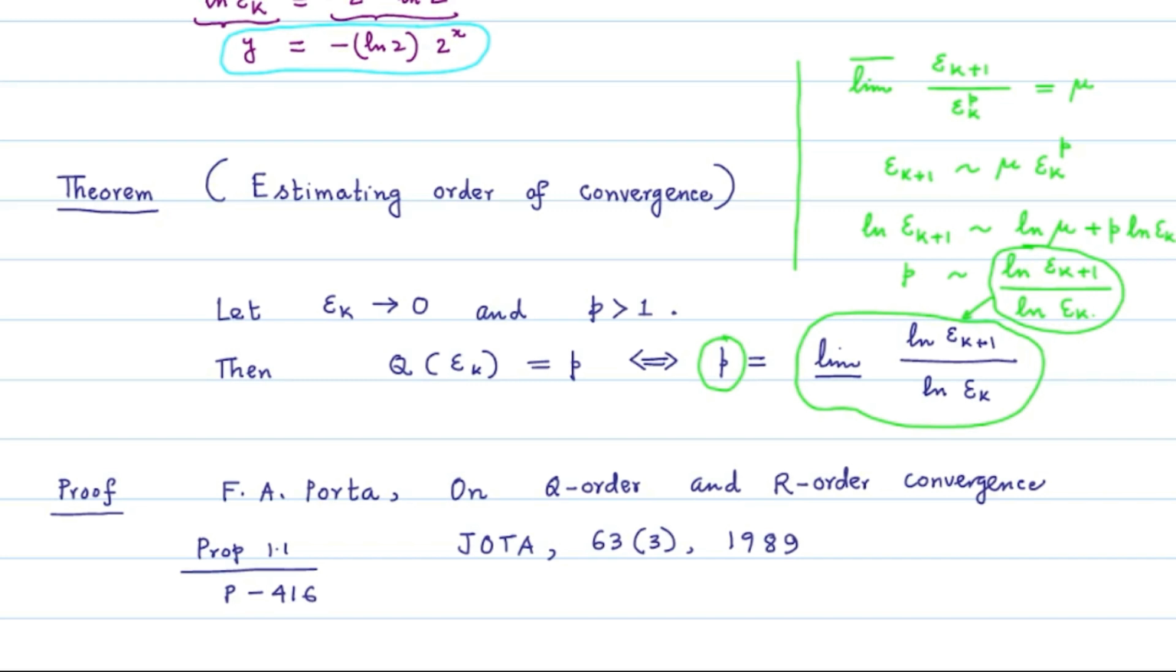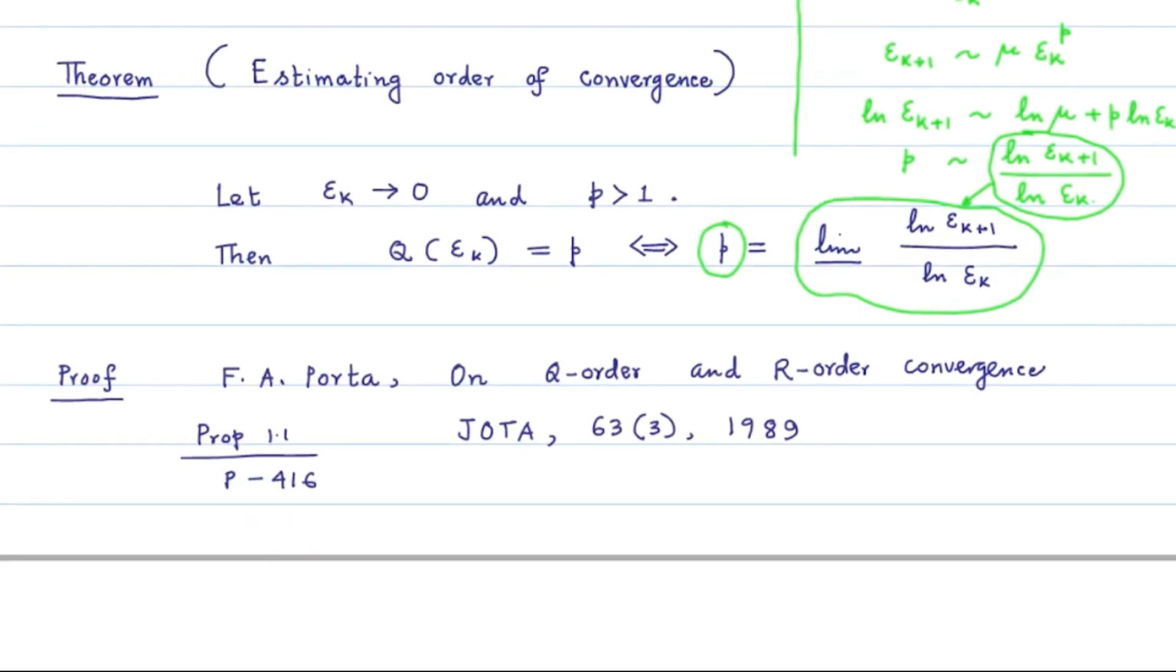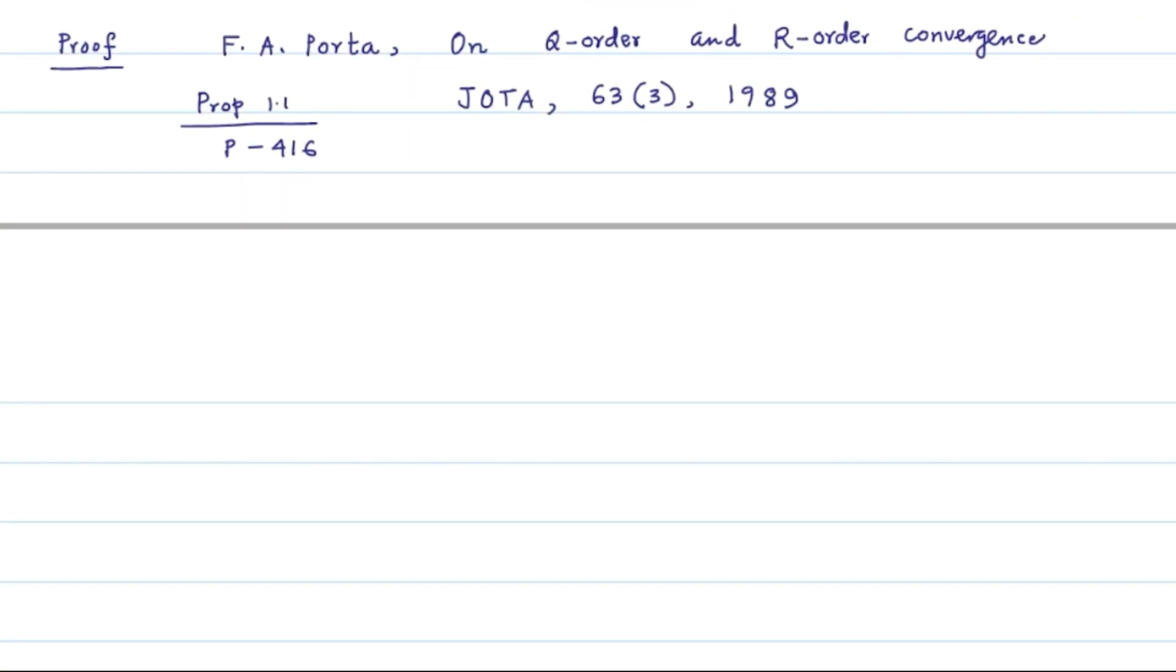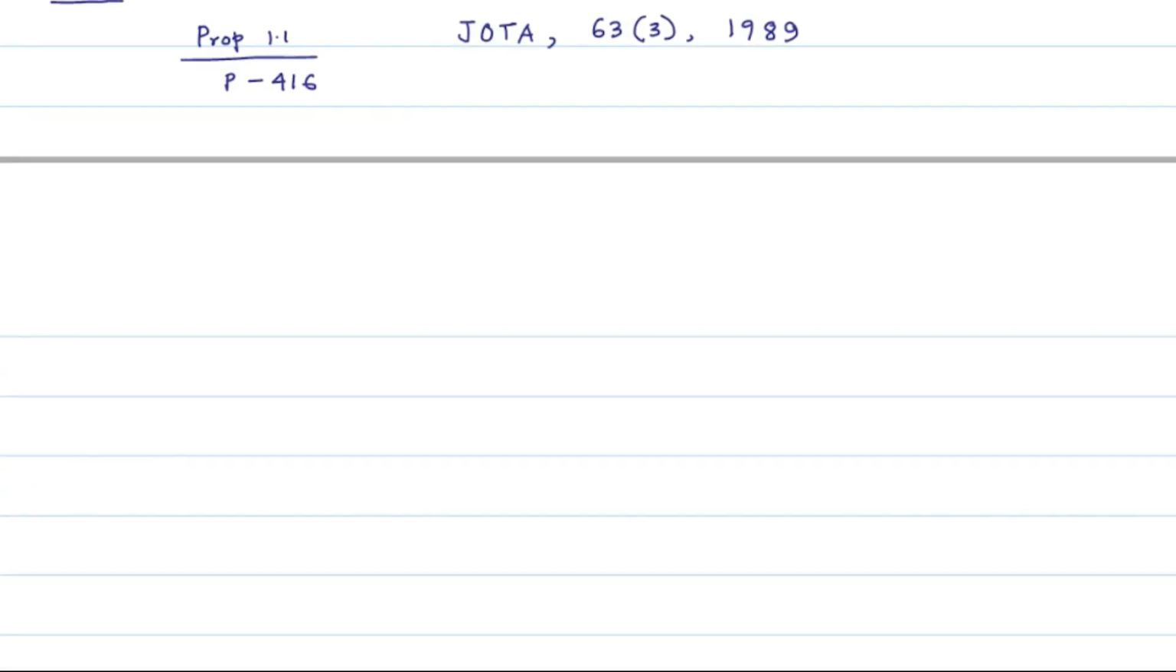This notion of root convergence order is possibly motivated by two facts. The first is that the asymptotic error constant mu for Q convergence is norm dependent, and also for some sequences Q convergence order may not exist. In order to eradicate these two drawbacks of Q convergence, the notion of root convergence has been introduced. Before getting into the definition of root convergence order, let me give you an example in which we will see that for some sequences Q convergence order may not exist.